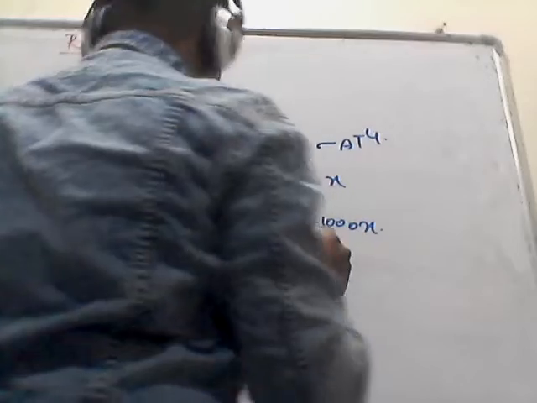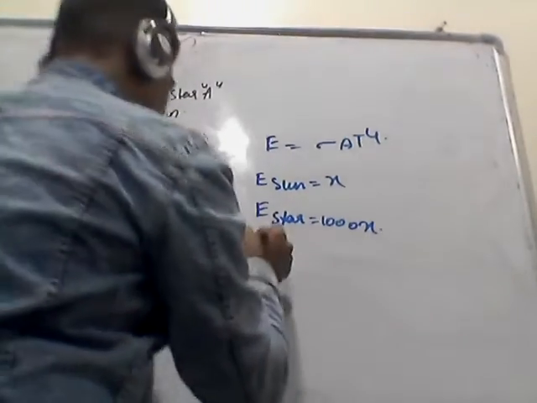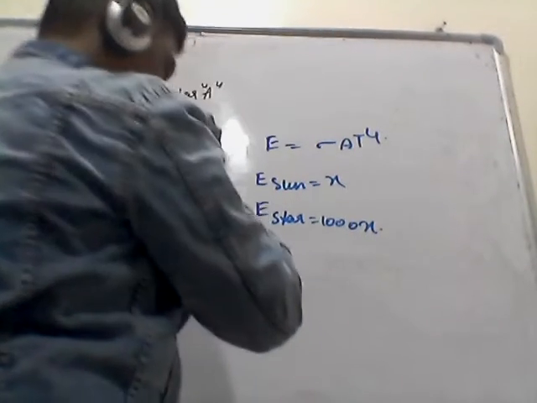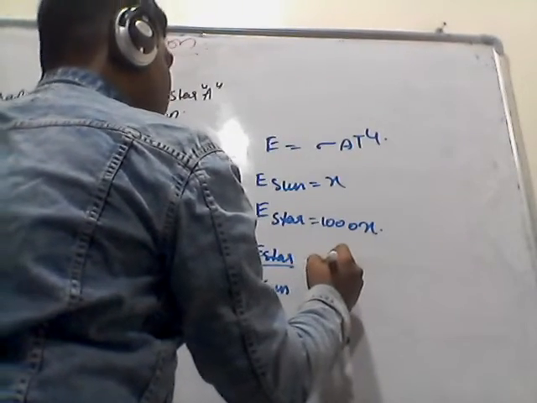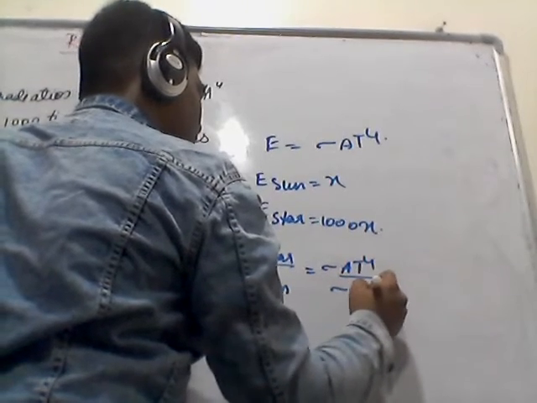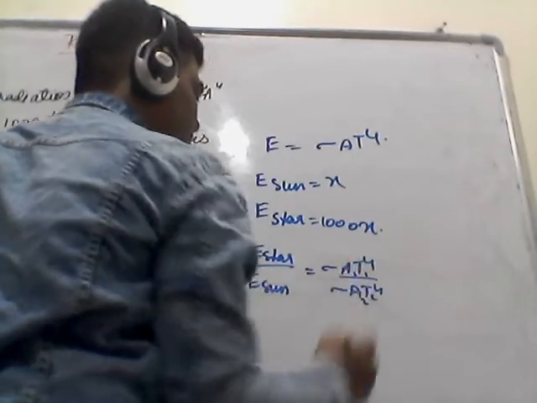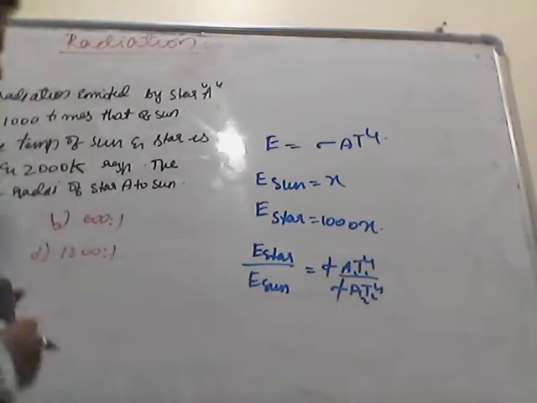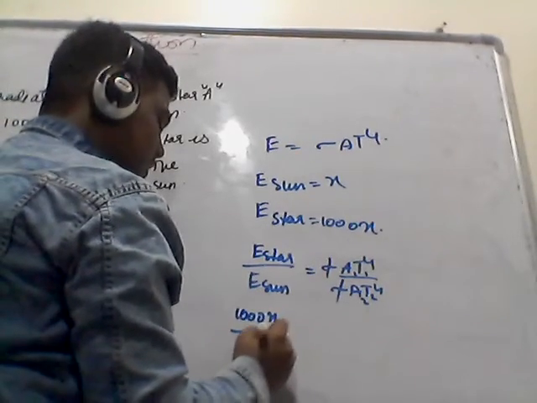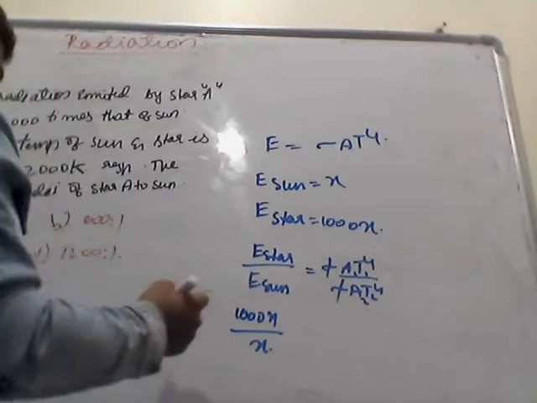They're asking about star and sun, so let us take it in this format. First, E star by E sun. That relation means sigma A2 T2 power 4 by sigma A1 T1 power 4. Sigma and sigma cancel, they are constants. Star is 1000x, sun is x, because we got this from the relation.